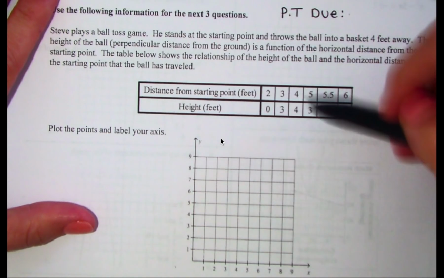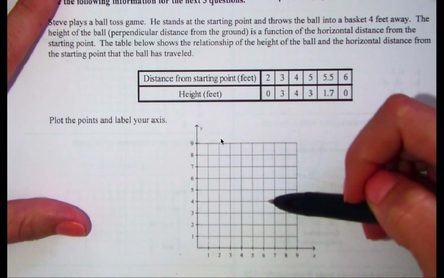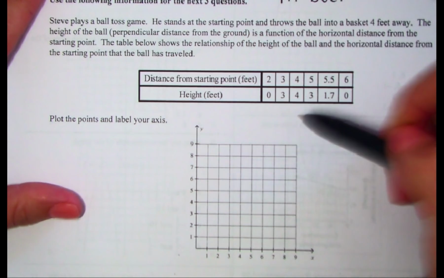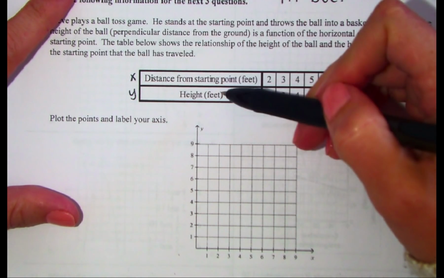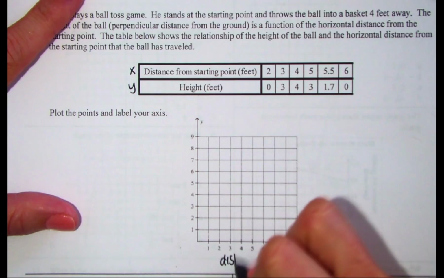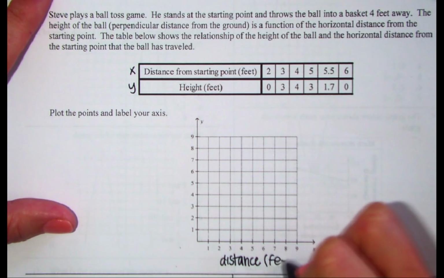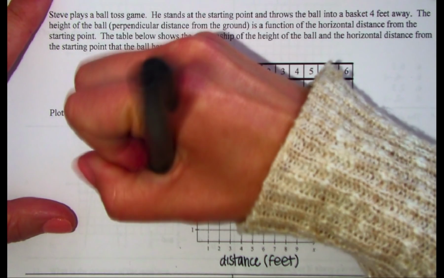So this table is going to give us the information that we need, and we can use this graph to help us. So what we're going to do is plot these points and label the axes. Given that in the table it's x and y, that can help you to label your x-axis as the distance from the starting point in feet, and y is going to be your height, also in feet.